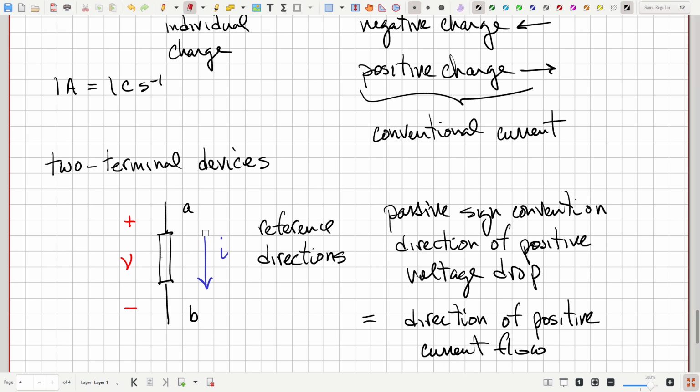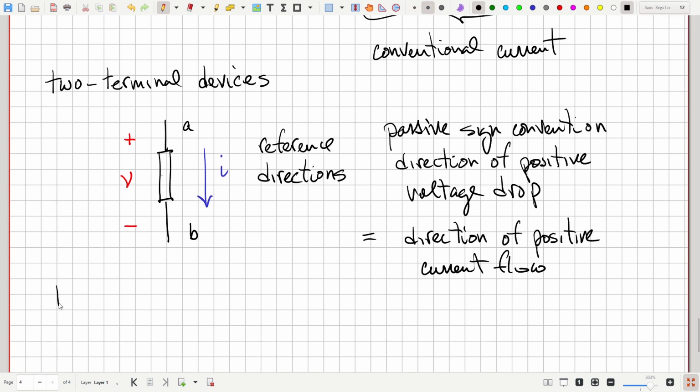Or you could say that current is positive when it flows into the positive voltage terminal and out of the negative voltage terminal. Okay, so that would be a two-terminal device. Now we'll have three different types of two-terminal devices: resistors, capacitors, and inductors, and then we'll also have voltage and current sources. We're going to talk about those more as we go along.